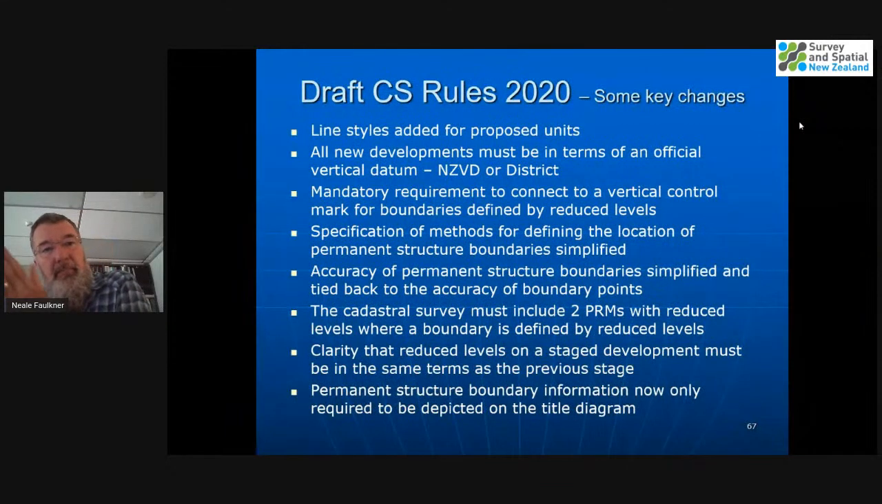Very quickly, as you all know, the cadastral survey rules are changing.